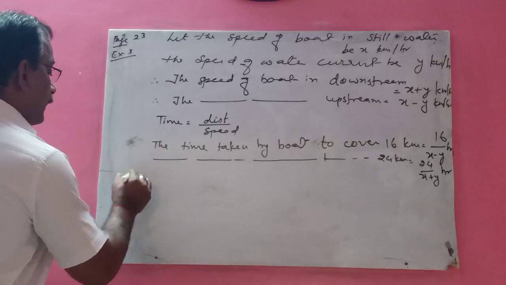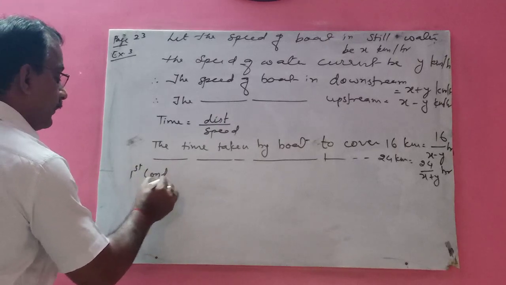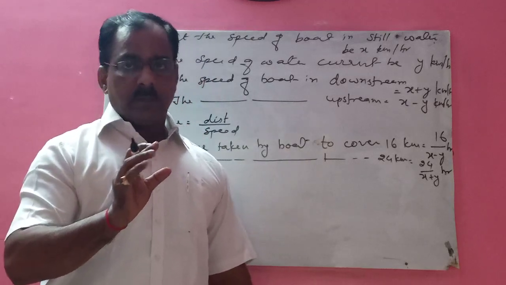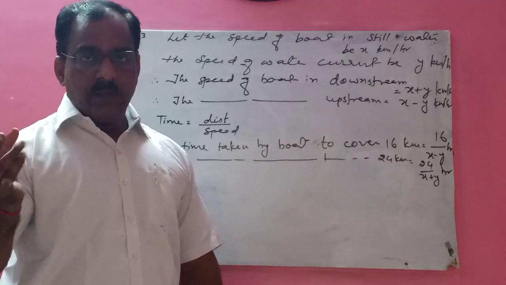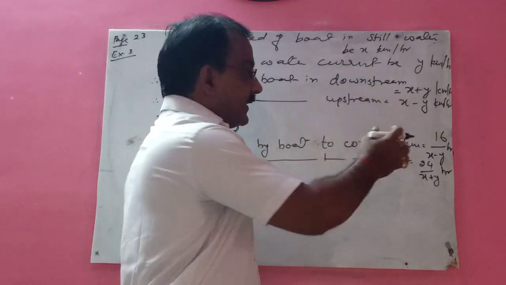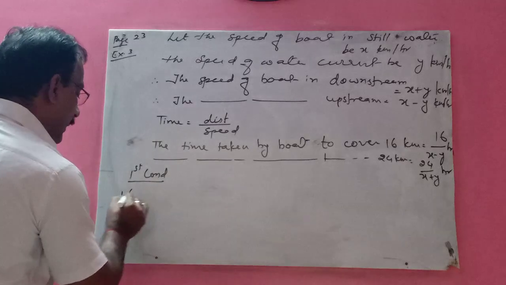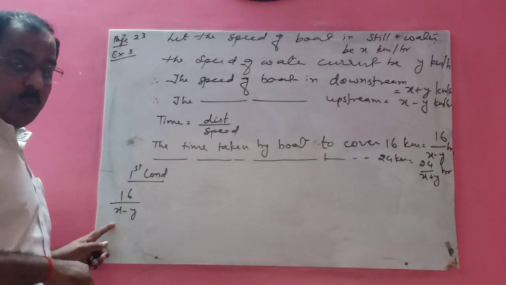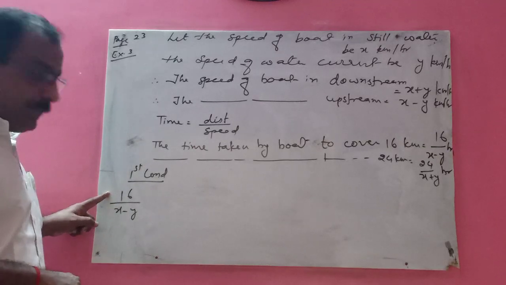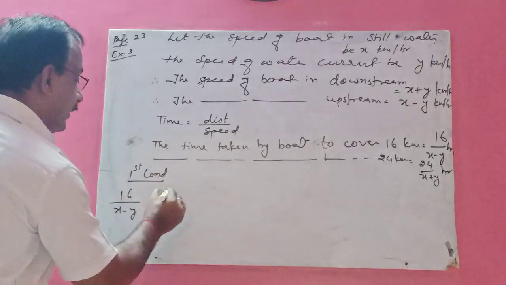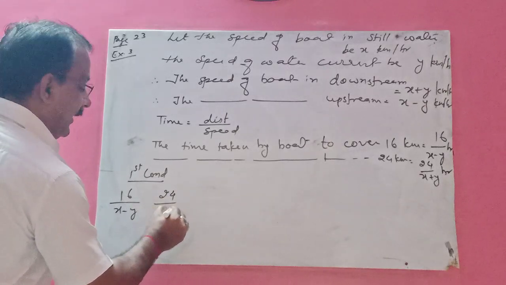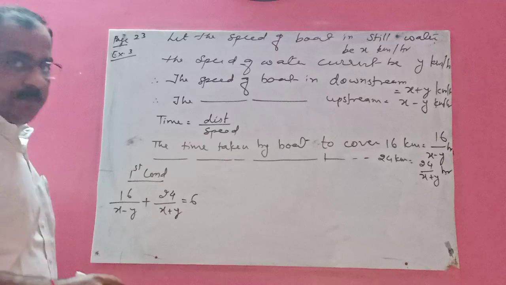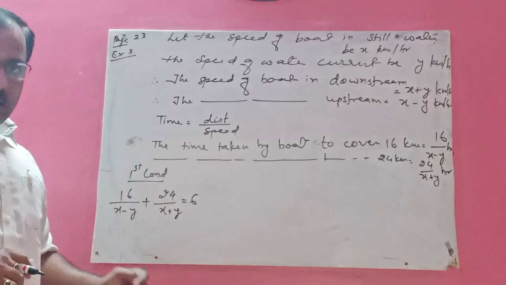So the first condition is that the total time taken by the boat to cover 16 kilometers and 24 kilometers is 6. And we got the separate times here: 16 upon x minus y is the time taken to cover 16 kilometers upstream with the speed x minus y, and 24 kilometers with the speed x plus y. The total time, so you will write plus, which is equal to 6. This is your condition number 1.